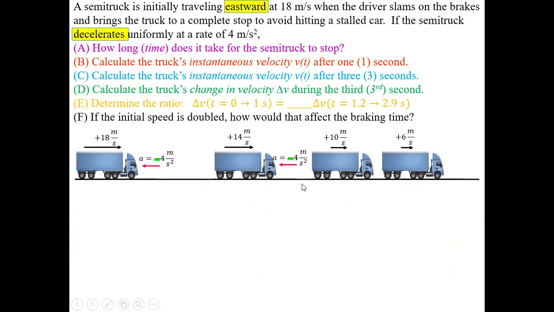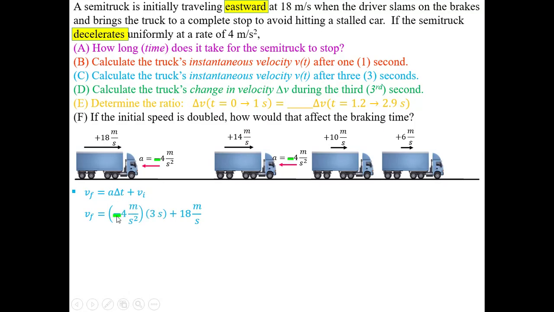All right. So here's C. C asks you to find the truck's instantaneous velocity after 3 seconds. So C is really B, except with a different time interval. So I'm just going to go ahead and do it just for the sake of helping you out here. vf is equal to a times change in time, plus vi.